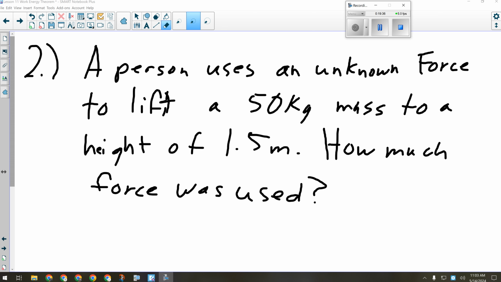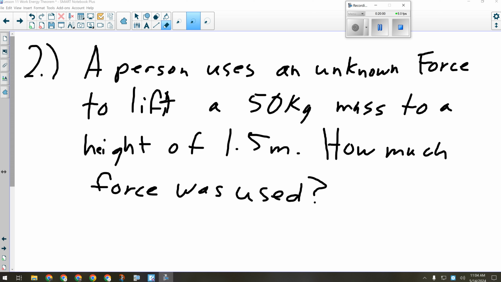It says to a height of 1.5 meters. Where do we measure height from? The ground. This is what we call a contextual clue. It doesn't outright say it was from the ground. It doesn't outright say the initial height is 0. We have to get that from the context of the question. It doesn't ever say it was lifted from anywhere other than the ground.